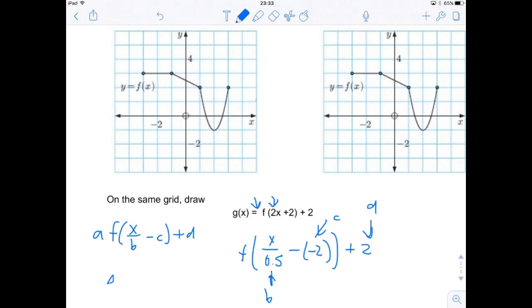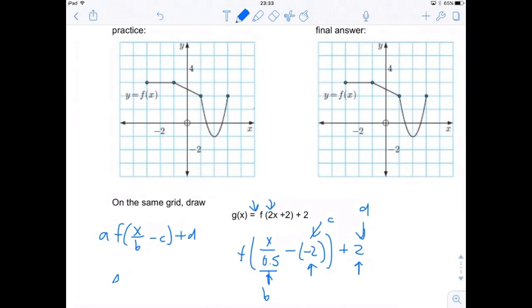So that means that we know that in the horizontal direction, there is a compression by a factor of 0.5. There is a horizontal translation to the left by 2 units, and there is a vertical translation up by 2 units. Okay? And so let's see.